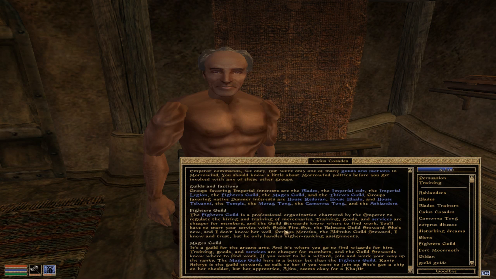Training goods and services are cheaper for members, and the guild stewards know where to find work. If you want to be a wizard, join them and work your way up the ranks. The Mages Guild here is a better bet than the Fighters Guild. Ranis Artius is a guild steward, so talk to her if you want to join up. She has a chip on her shoulder, but her apprentice Ajira seems okay for a Khajiit. Seems a little bit racist.